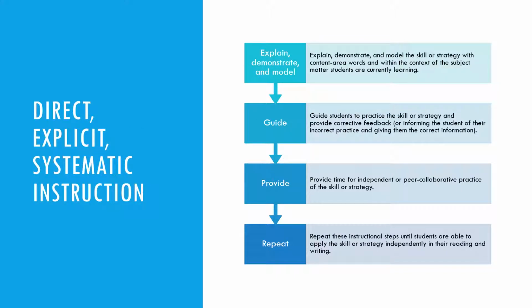Scientific research supports the use of direct, explicit, and systematic instruction for teaching phonemic awareness and phonics. Examples of these steps that can be used by teachers are listed on this screen. First, explain, demonstrate, and model the skill or strategy with the content area words and within context of the subject matter that students are currently learning. Also guide students to practice the skill or strategy and provide corrective feedback, or informing the student of their incorrect practice and giving them the correct information.